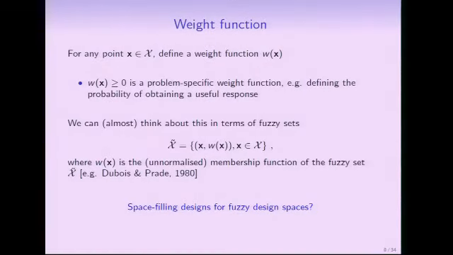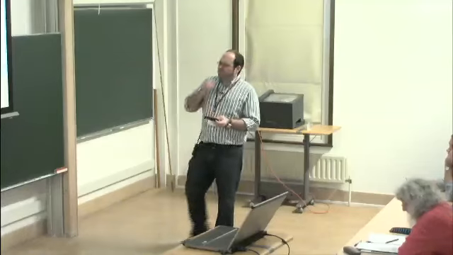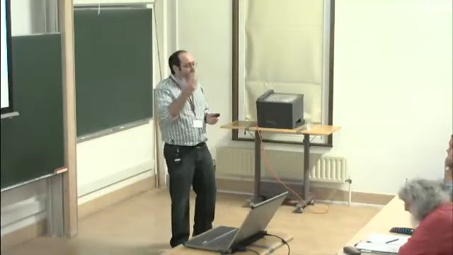So one of the underpinning things is going to be this idea of a weight function, which you can think of almost as just a probability function across the design space. So it's going to be greater than or equal to 0, and it's obviously going to depend on the problem we're looking at, depend on the scenario the scientists have defined, or the historical data we have for the meteorological variables.